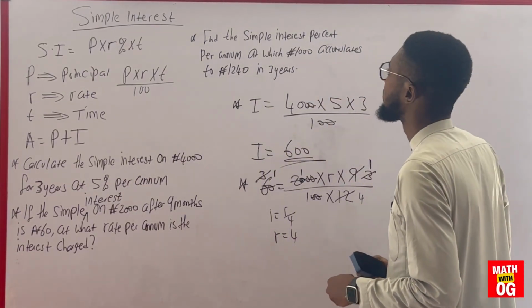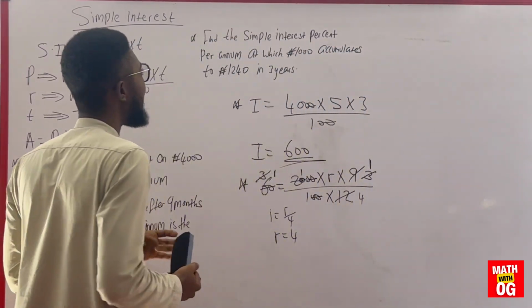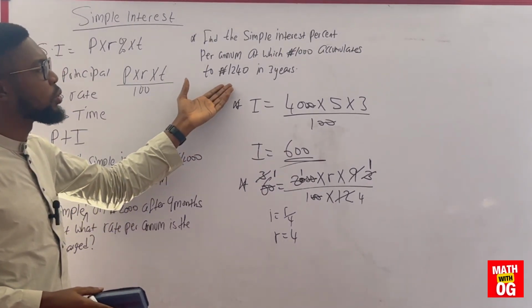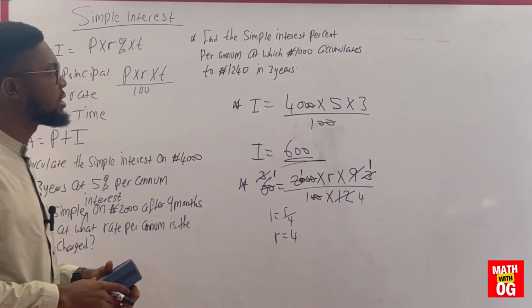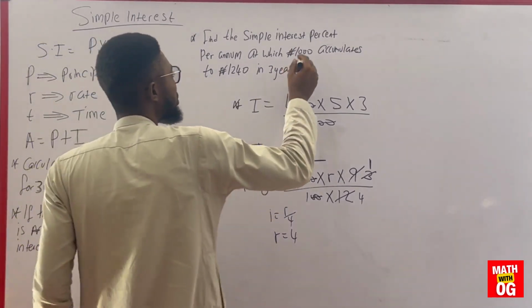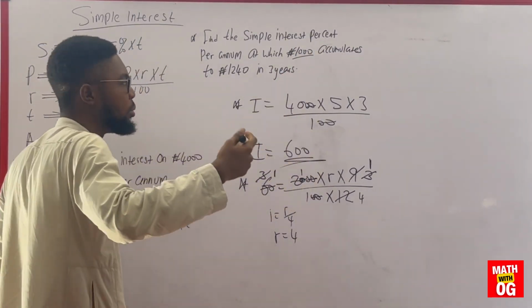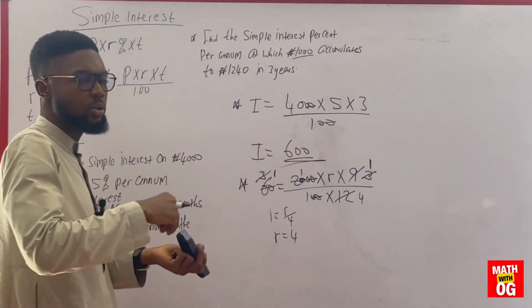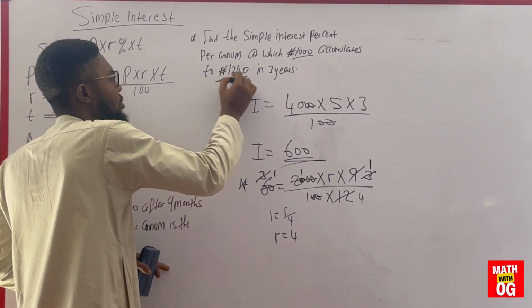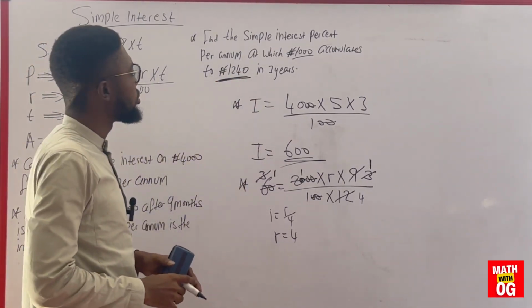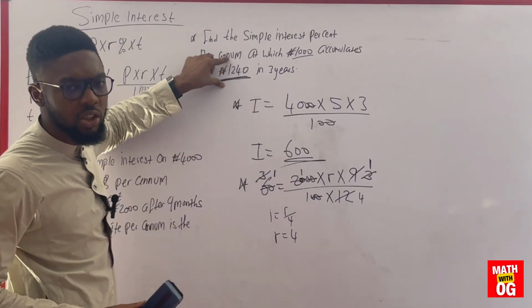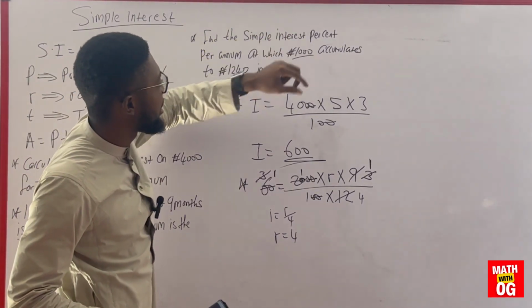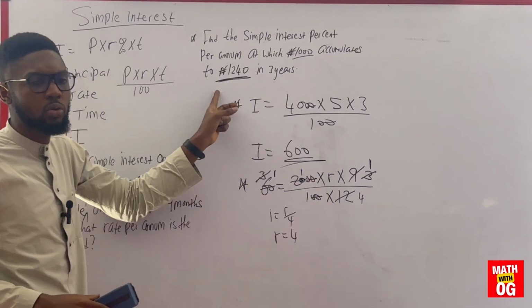Now the next one, and the last: find the simple interest percent per annum at which 1,000 naira accumulates to 1,240 naira in 3 years. So you can see 1,000 naira principal accumulates. Some money was added to it and it got up to 1,240 naira. So it means that this is not actually the interest, rather it is the amount. Interest was added to 1,000 naira and it turned to 1,240 naira.